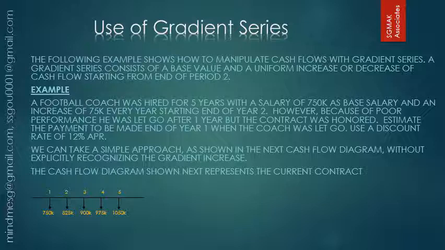However, because of poor performance, he was let go after 1 year, but the contract was honored. So you have to estimate the payment to be made at the end of year 1 when the coach was let go. We're using a discount rate of 12%. We can take a simple approach to solve this problem as shown next without recognizing there's a gradient series, which really is taking the individual cash flow and discounting it to the end of year 1. That's when the payment is being made. So the cash flow diagram looks like that. Starts with 750K, end of year 2, 825K, 900K, 975K, and 1050K. That's according to the current contract. Amount to be paid according to the current contract.